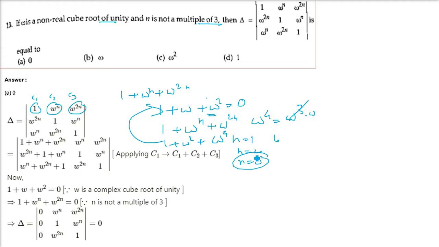So n can be anything other than a multiple of 3. Since the question is saying it is not a multiple of 3, the first column will give you 0, 0, 0. So when the whole column is 0, the result will be 0.